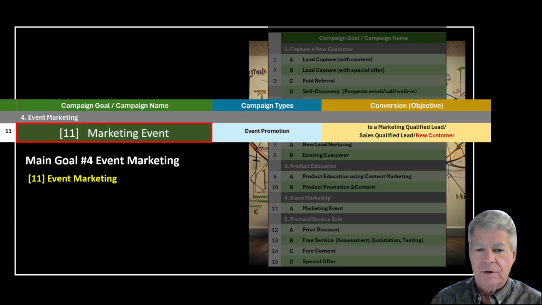Main goal number 4 is event marketing. There's only one campaign type under this marketing goal, and it's for a marketing event, campaign number 11. The campaign type is an event promotion. The conversion and objective is to a marketing qualified lead or a sales qualified lead.